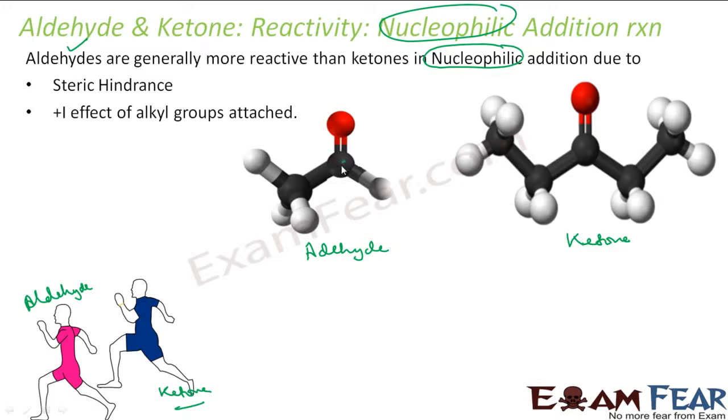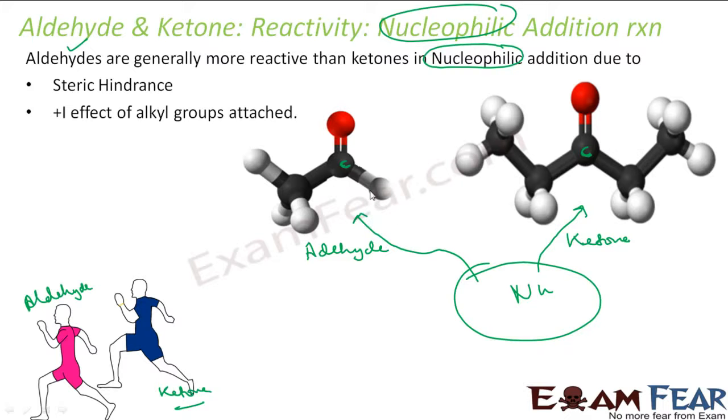This is my carbon which has to be attacked. The first reason is steric hindrance, because in the ketone case, for a nucleophile to attack, there is less space because of steric hindrance. But the nucleophile can attack the aldehyde because there's more space. Since there's a hydrogen here, and hydrogen is small, it provides comfortable space for the nucleophile to attack. So going by that parameter, aldehyde is more reactive because it can be attacked easily due to less steric hindrance.